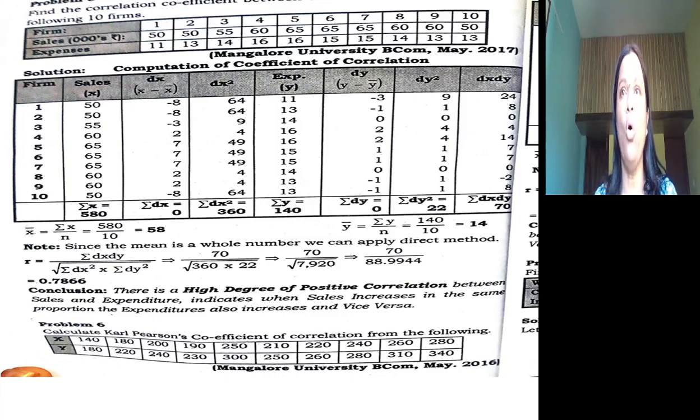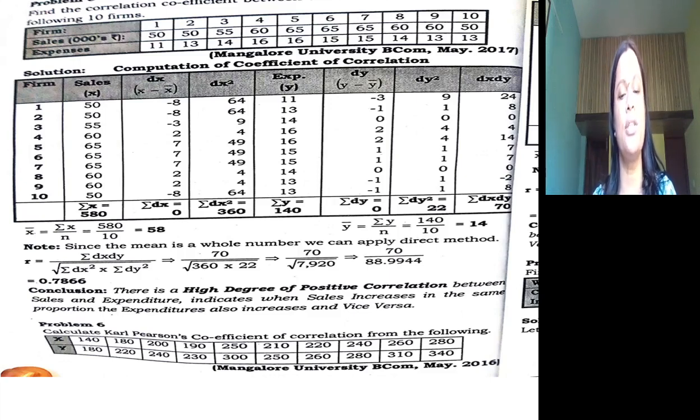Both are whole numbers, so we can follow the actual mean method of arriving at the answer. What is the formula for calculating r? r is equal to summation dx dy divided by the square root of summation dx square into summation dy square. How do we arrive at dx? dx is nothing but x minus x bar, and dy is nothing but y minus y bar.